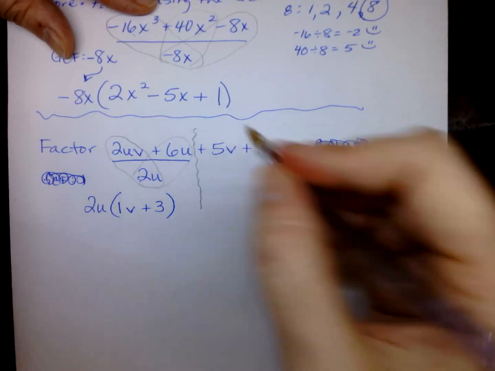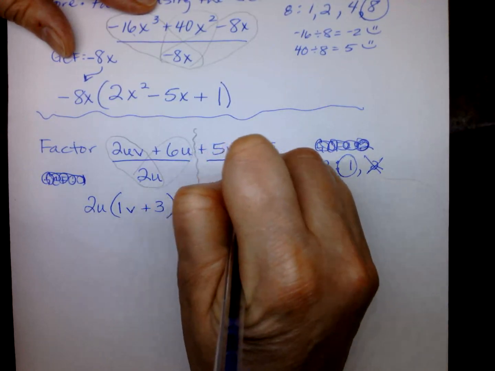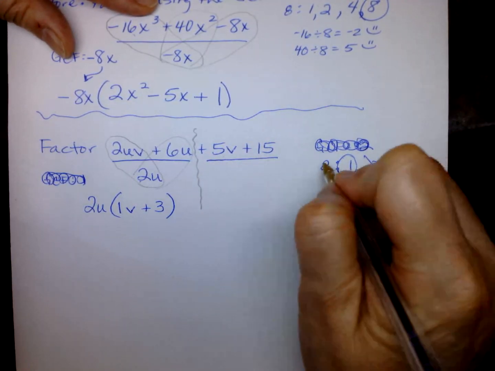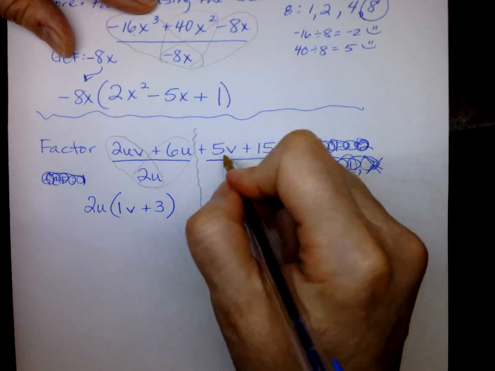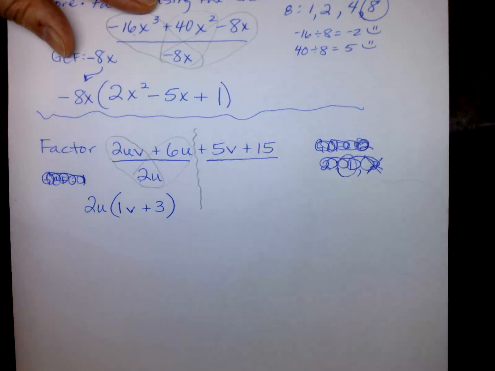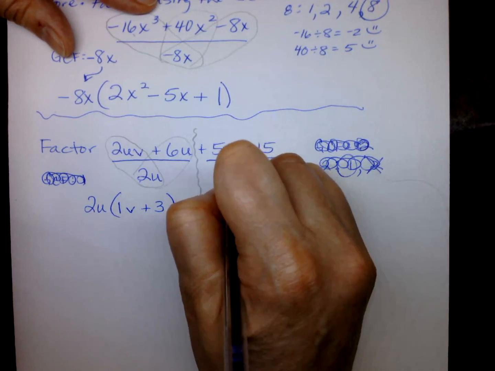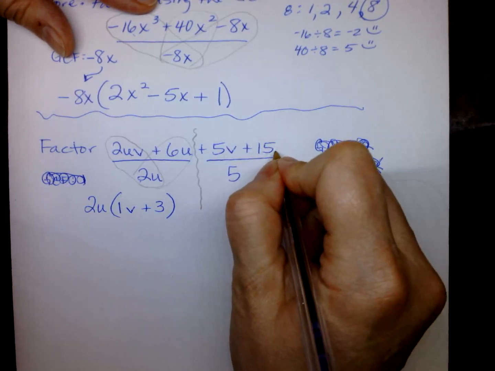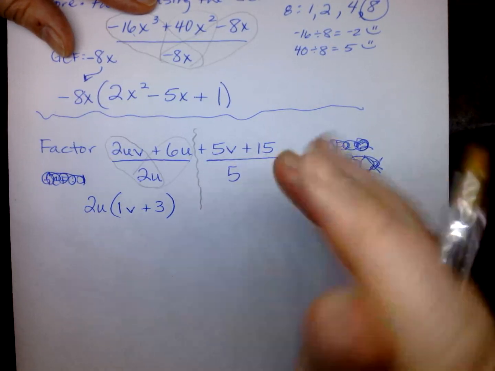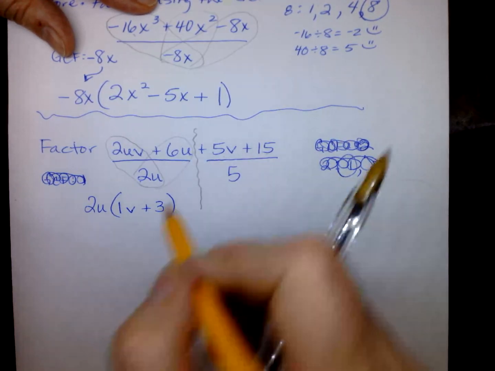Okay, now I need to pause and come over here and look at the other side. I've got 5v plus 15. Start back over again and ask yourself, what's the GCF of just 5v plus 15? What's the biggest number that can divide out of 5 and 15? That's 5. And 15 doesn't have any v's on it, so that tells me there can't be a v in the GCF. So we'll just divide both terms by 5.